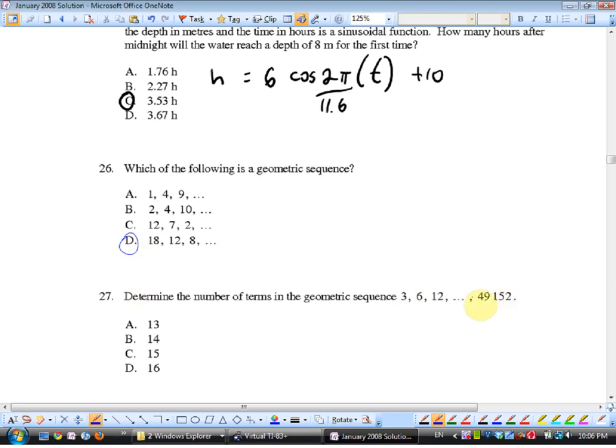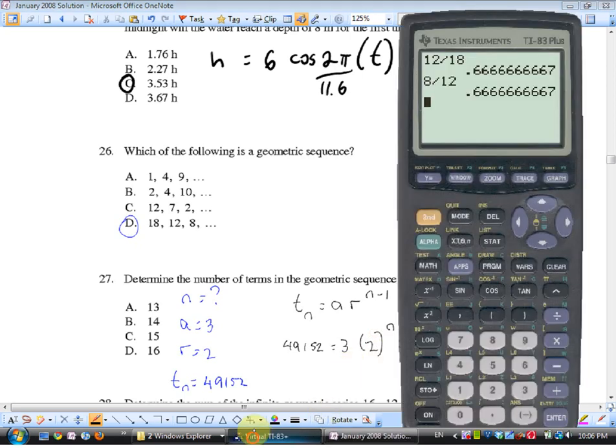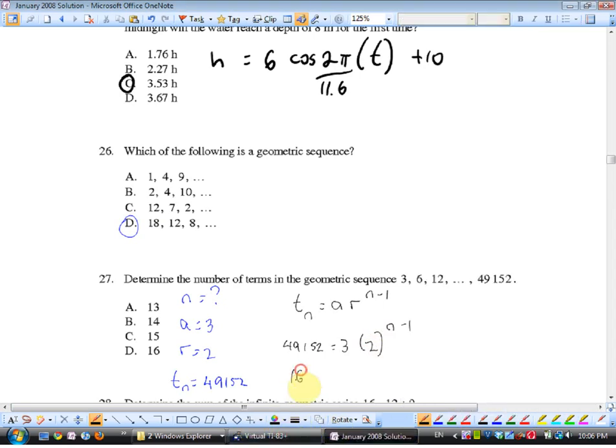Determine the number of terms in this. So they're asking me to find n. They've told me a is 3, and I can figure out that r is 2, any term divided by the one in front of it. Not only that, they've also told me the nth term. The nth term is 49,152. So I can use t sub n equals a r to the n minus 1. 49,152 equals 3 times 2 to the n minus 1. Divide by 3. 49,152 divided by 3 is 16,384. 16,384 equals 2 to the n minus 1.